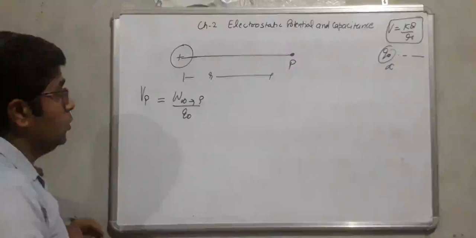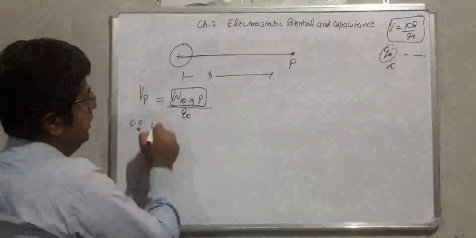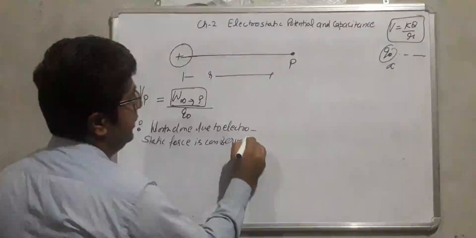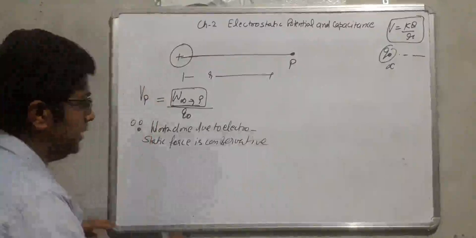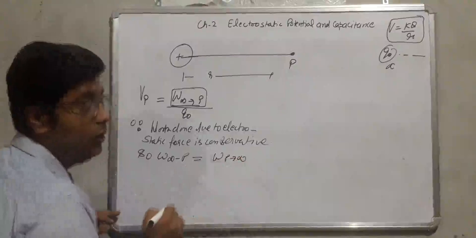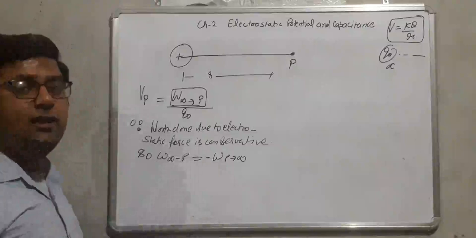So now what we need to find out is this work done from infinity to P. Because work done due to electrostatic force is conservative. I already told you in the very first slide, work done due to electrostatic force is conservative. So work done from infinity to P is equal to work done from P to infinity, is it right? No, here we have a negative sign also, because both are equal in magnitude and opposite in direction. So I am going to calculate work done from P to infinity. It's much easier to take the integration, that's why I go with this method.